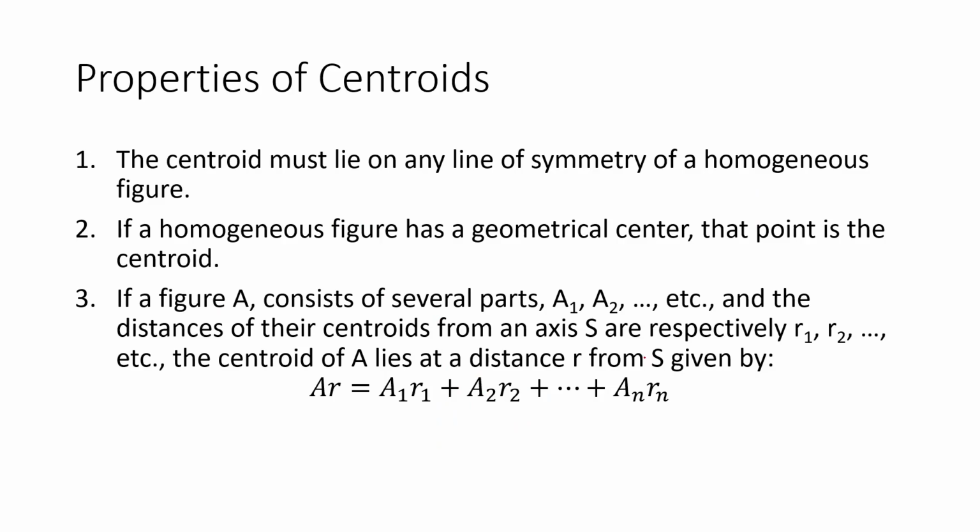Okay, so these are some properties of centroids. In number 3, notice that on the left hand side it's representing the whole area. And on the right hand side of the equation, you can see that it's the sum of different components of an area. So, the sum of individual components.